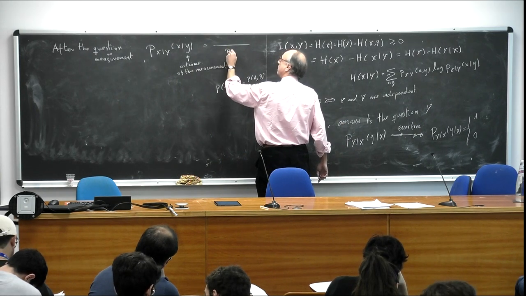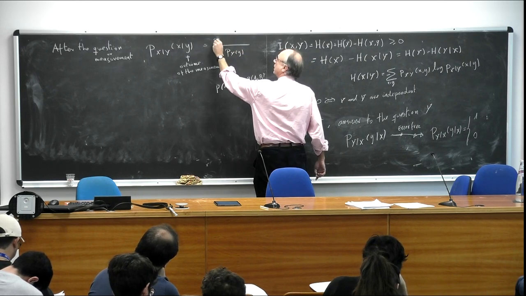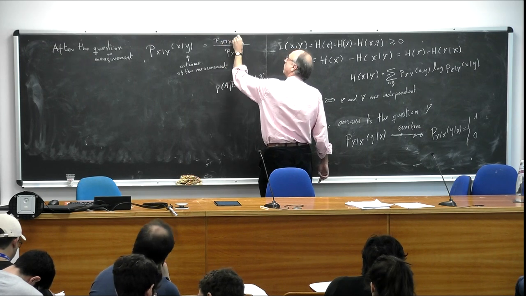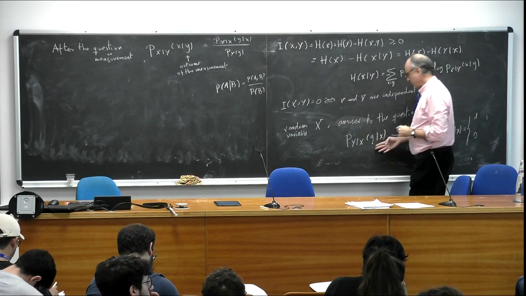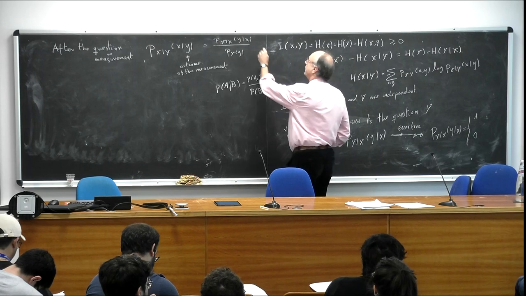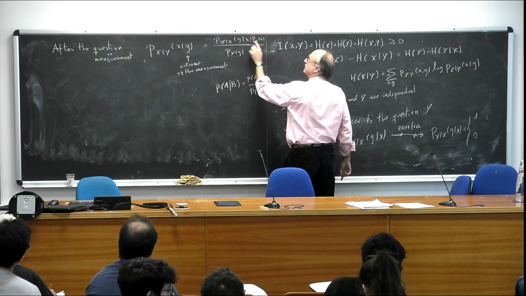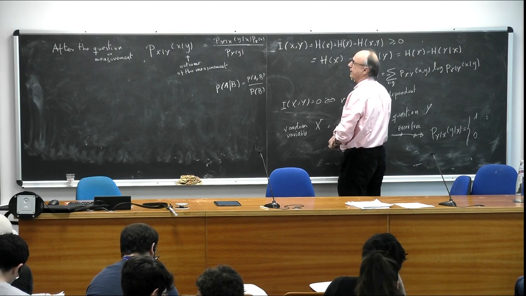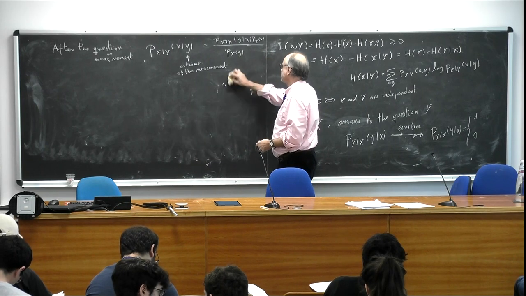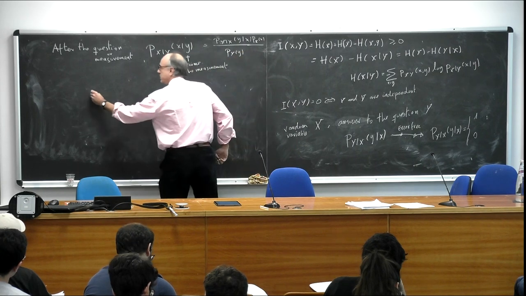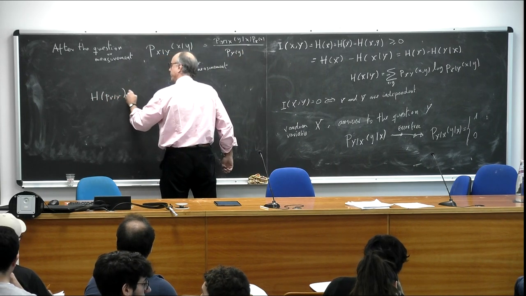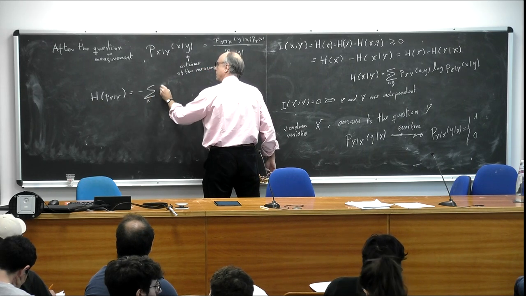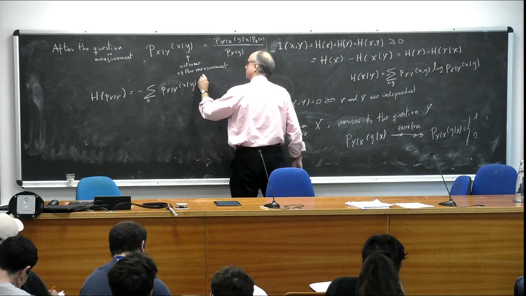this is p(y), and this is p(x). This is, let's say, what characterizes your measurement apparatus. And if I multiply by p(x), this is the joint probability, and this is called the Bayes formula, and this is my new probability distribution. What is the uncertainty of this new probability distribution? It's minus the sum over x of p log p.